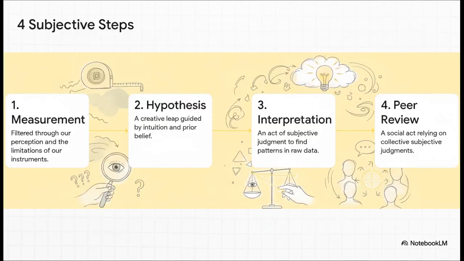And when you start looking for it, you see this subjective participatory thing everywhere. First, our measurements are always filtered through the limits of our instruments. Second, our hypotheses aren't just cold deductions, they are creative leaps of imagination. Third, interpreting data requires subjective judgment to find the signal in the noise. And finally, even peer review is a social process based on the collective judgment of a community. All the evidence is pointing to one thing: science operates firmly within layer 2.